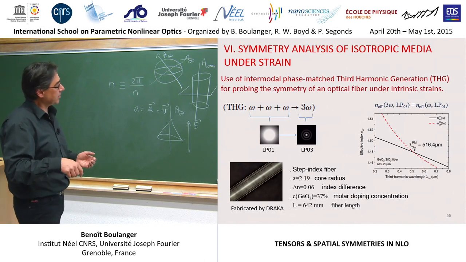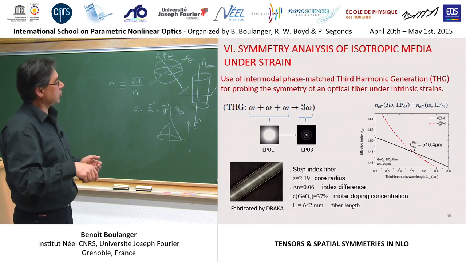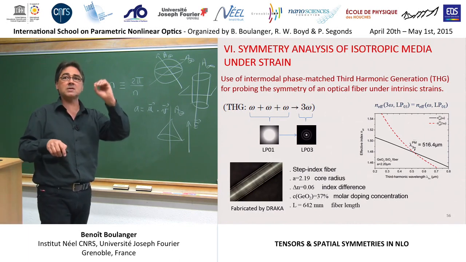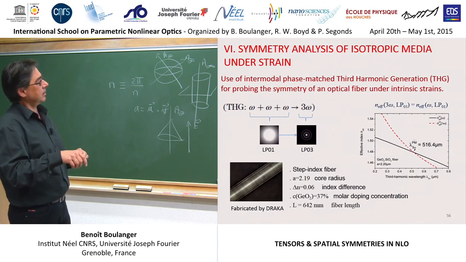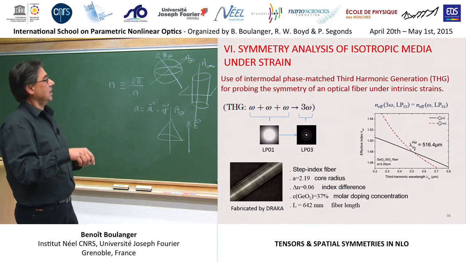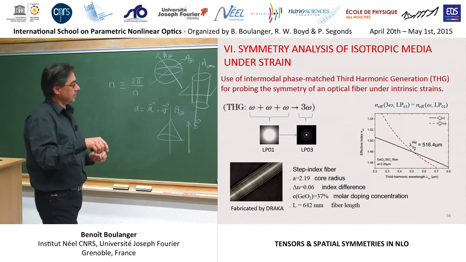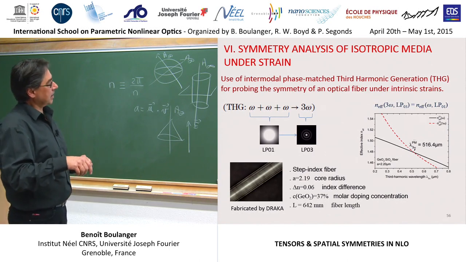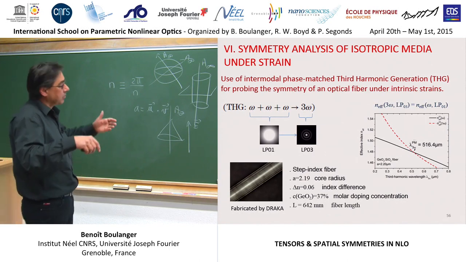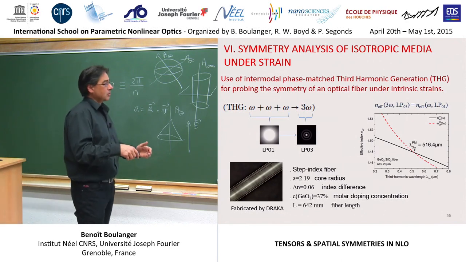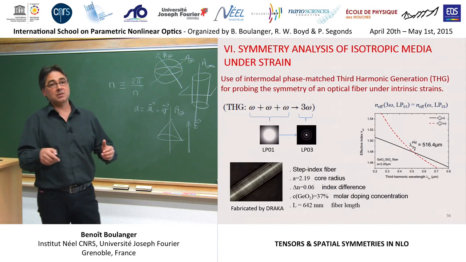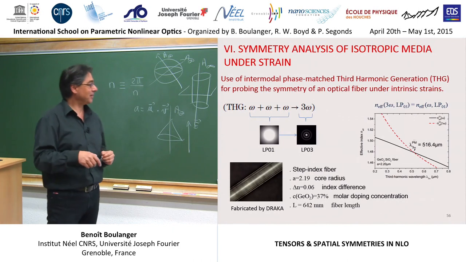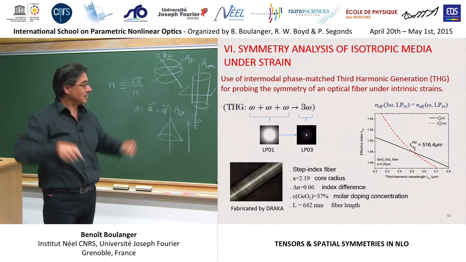And this fiber is a nice fiber fabricated by Draca. It's a simple step index fiber, but not so simple because the core radius is very small, 2.19 microns. The step index is equal to 0.06. And we worked with a long fiber, long for us. Usually we are working with crystals, one or two centimeters. Here it is 64.2 centimeters, so for us, it's enormous.